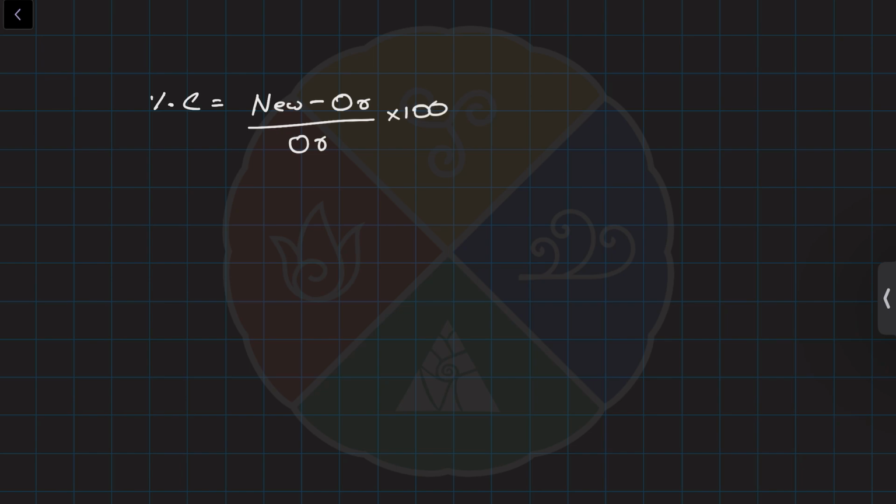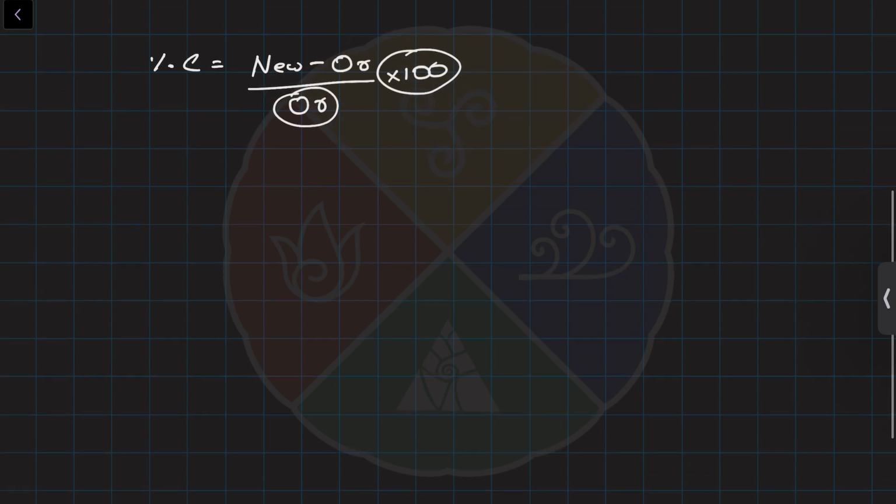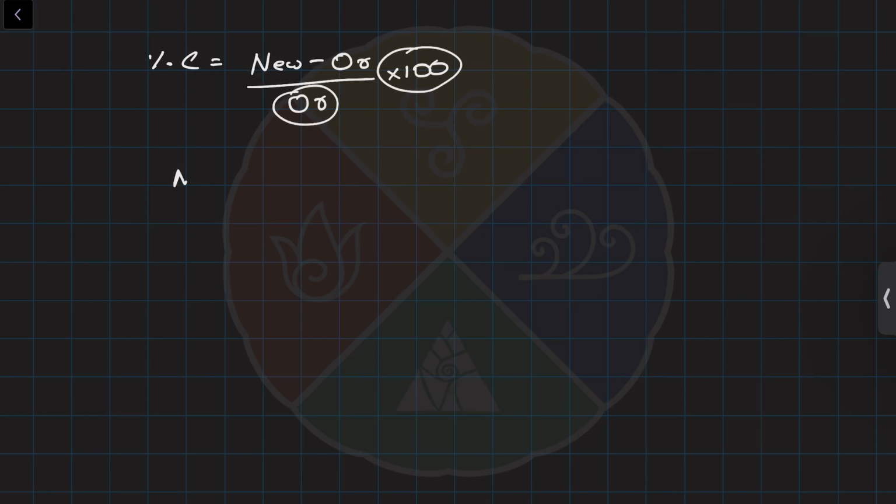Now, if you take this 100 to the other side, or divide these numbers by the original value and do some manipulation, you can convert the same formula into new value is equal to original value into (1 plus percentage change by 100). This formula is actually very powerful.